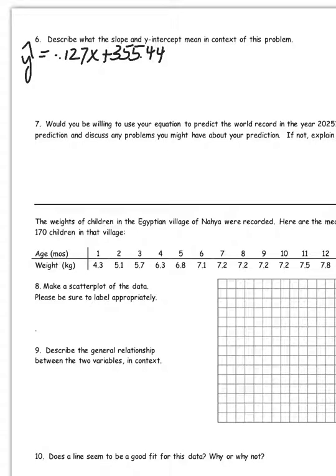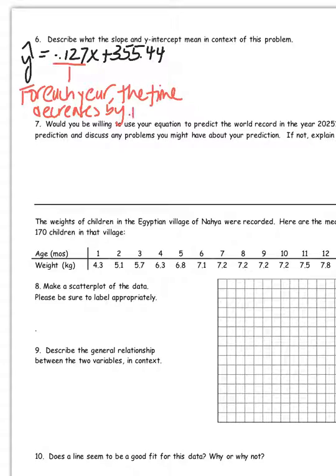Okay, so we're looking for what the slope and the y-intercept mean in context of this problem. So this slope, negative 0.127, okay, that's saying for every 1 year, that time should decrease by 0.127 seconds. So for each year, the time, that record time, decreases, right, because that's a negative slope, by 0.127 seconds.